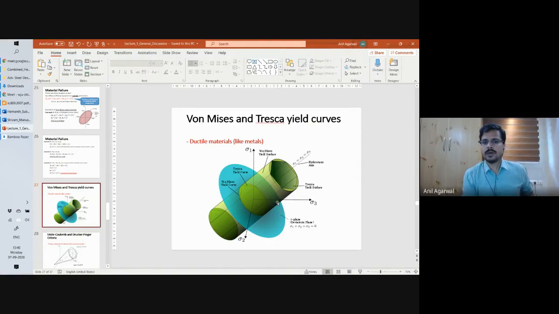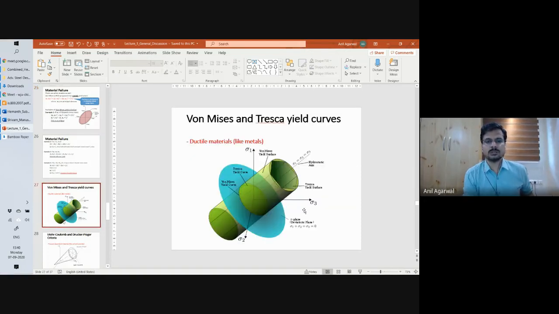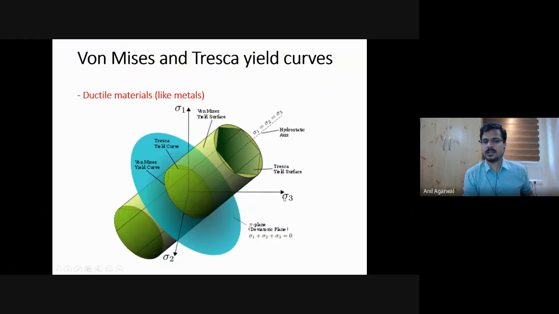Fine. So far I have been drawing in these slides that geometry that defines the failure surface on a sigma 1, sigma 2 plane. But if I draw that in a sigma 1, sigma 2, sigma 3 space, then the geometry looks like this. You can see this hexagon, that hexagon you were able to see before also. But in case of a three-dimensional, triaxial space, this hexagon will be stretched into a prism, right? So it will be a prism.